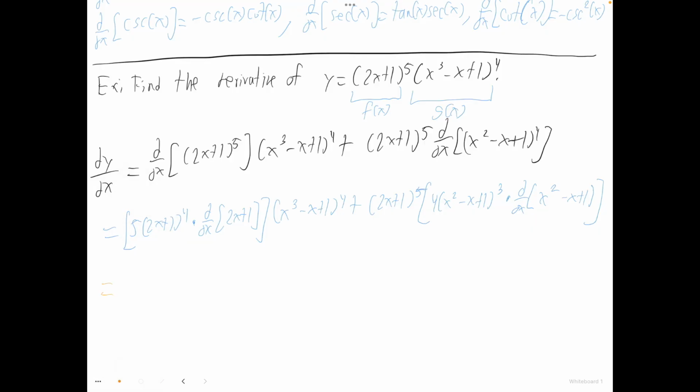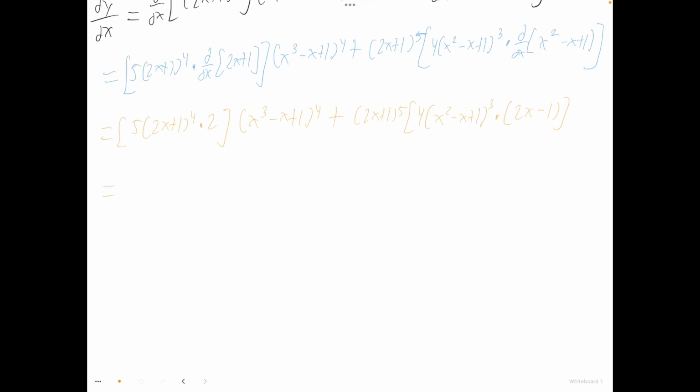And now we're just going to take our derivatives. So we're going to have 5 times 2x plus 1 to the 4th. The derivative of 2x plus 1 is just 2, so we're multiplying by 2, times x cubed minus x plus 1 to the 4th, plus 2x plus 1 to the 5th, times 4 times x cubed minus x plus 1 cubed, times the derivative of x cubed minus x plus 1, which is 3x squared minus 1.